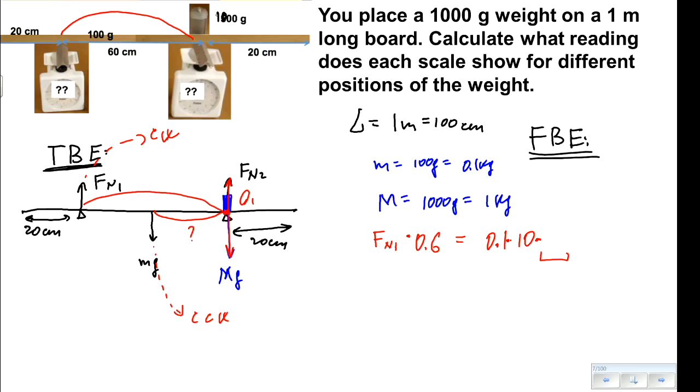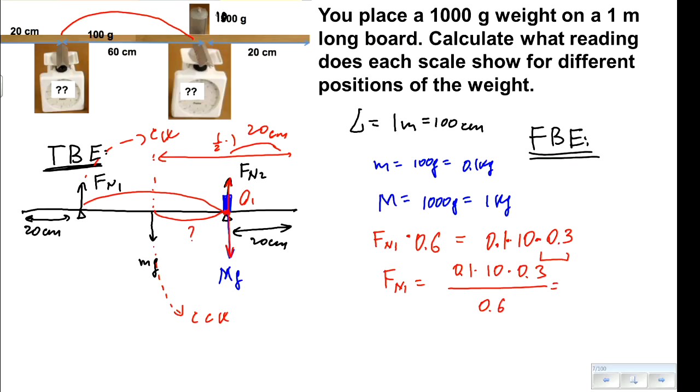Yes? Why? Gravity is always at the center. So we use this fact that this has to be equal to a half of the board. So this is 1/2 of 1. And this is 20. So we have to do a little geometry here. 50 minus 20, 30 centimeters, or 0.3 if I use meters. So 0.1 times 10 times 0.3 over 0.6. A half. Yeah, 0.5.